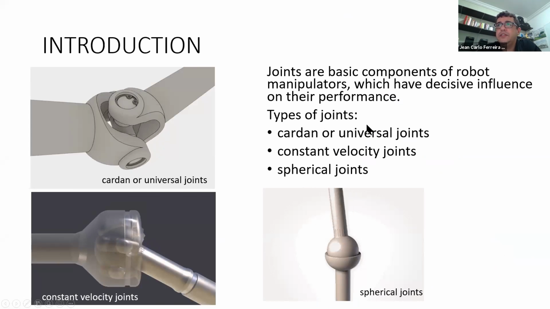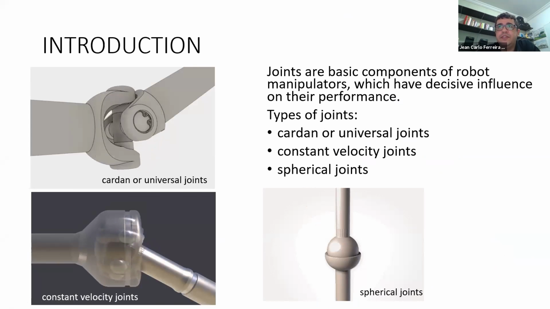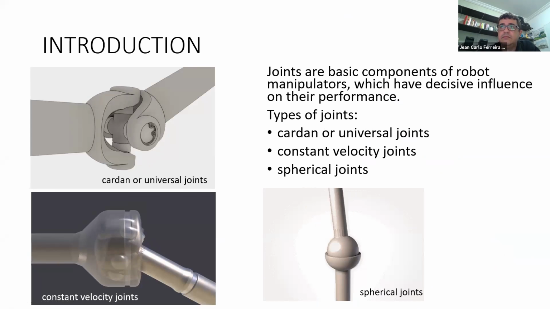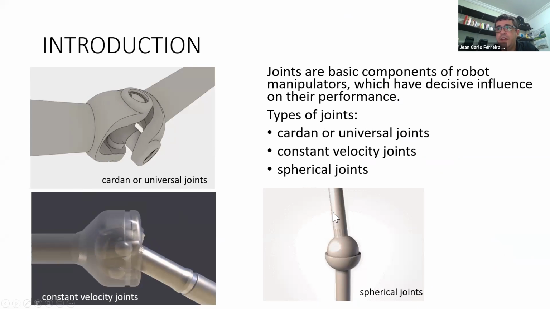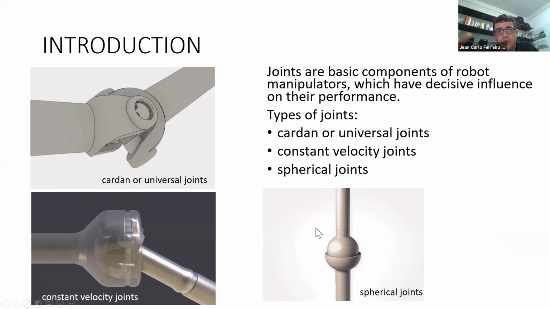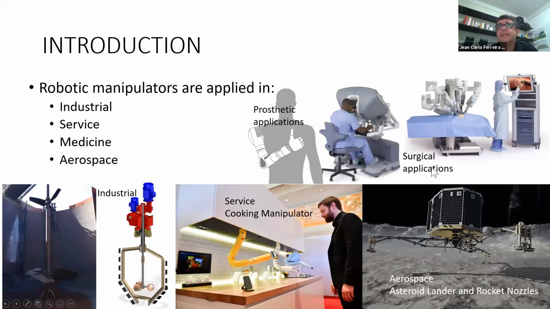Well, joints are basic components of robot manipulators, which have a decisive influence on their performance. There are many types of joints. In my case, Cardan or universal joints, constant velocity joints, spherical joints, Thompson joints, and so on, okay? And robot manipulators are applied in industry, service, medicine, and aerospace, for example, in prosthetic applications, in surgical applications, industrial or services, for example, a cook manipulator here, in the aerospace, for example, asteroid landers and rocket nozzles, and so on.